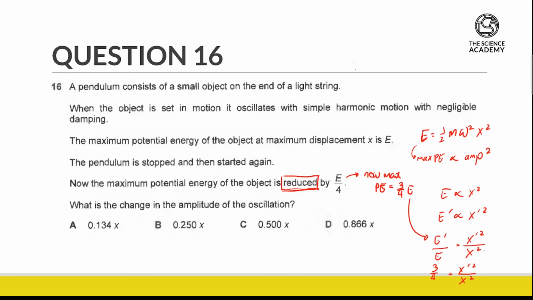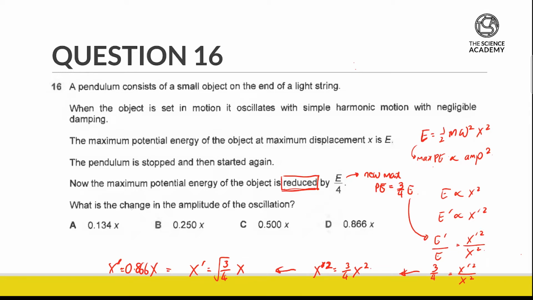If from here we make x prime squared the subject of our formula, we have 3/4 x squared, and from here we square root both sides. We have root of 3 over 4 times x, and this gives me around 0.866 x. So from here, this leads us to our next trick in the question.